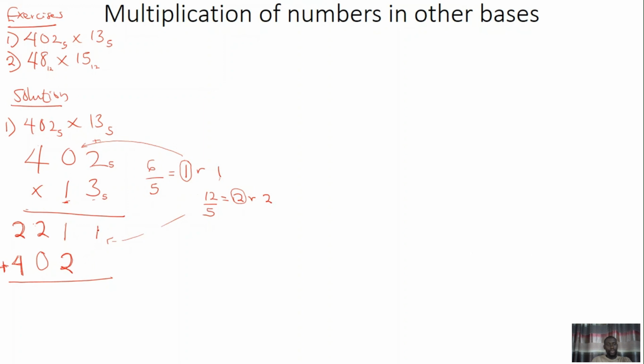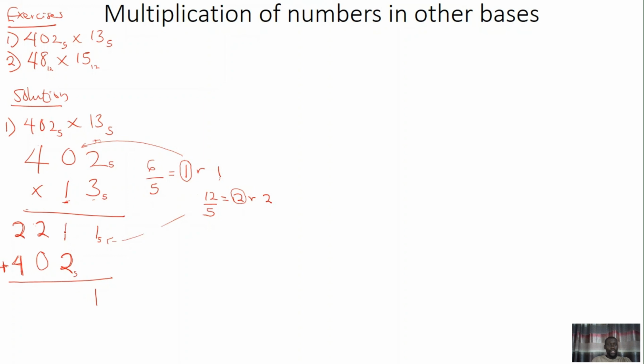You can watch my videos on addition of numbers in other bases than base 10. Take note that all these numbers are still in base 5. Now let's do the addition. 1 plus, what is here is 0, of course. 1 plus 0 equals 1. And because 1 is less than 5, we are not going to do any additional operation on that. So we just bring it down, we write it there, 1.